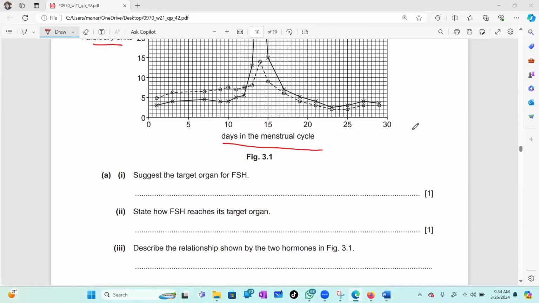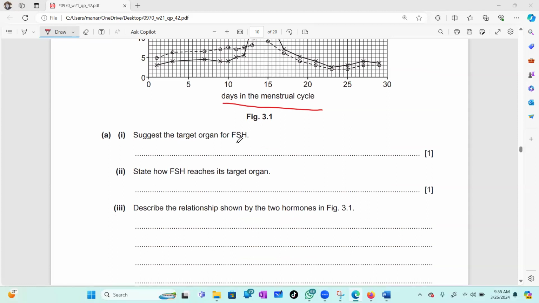Of course, they will ask you the first question: suggest a target organ for the follicle stimulating hormone. Tell me, the follicle stimulating hormone is released from the brain and it goes where? What is the target organ? I'm waiting for an answer. Ovary. Yes, the ovary, not the uterus, the ovary. And who will carry this follicle stimulating hormone? State how the follicle stimulating hormone reaches its target organ. Any hormone in the body is carried by the blood, of course.